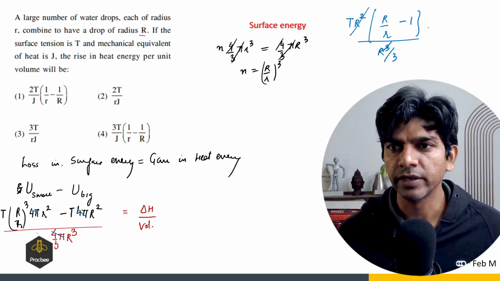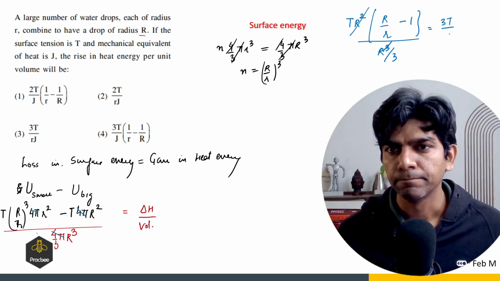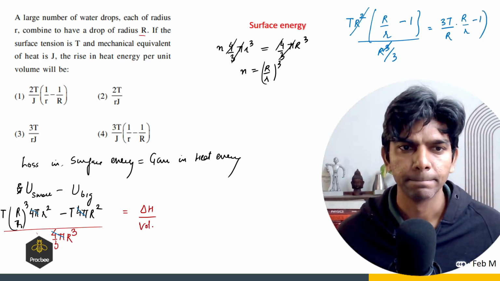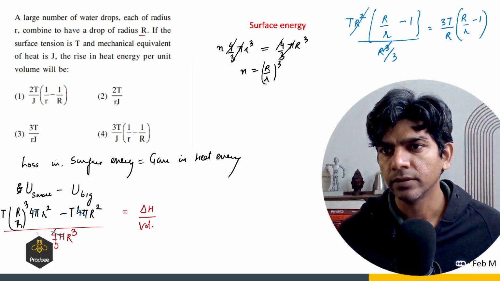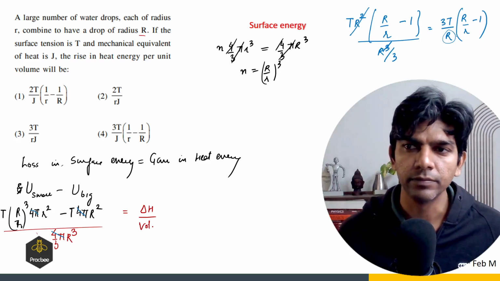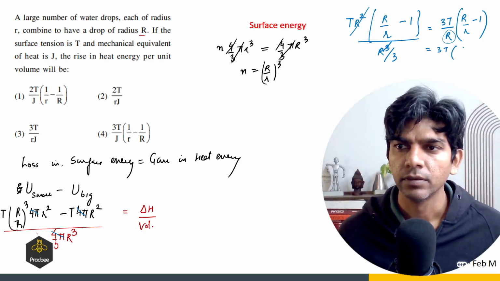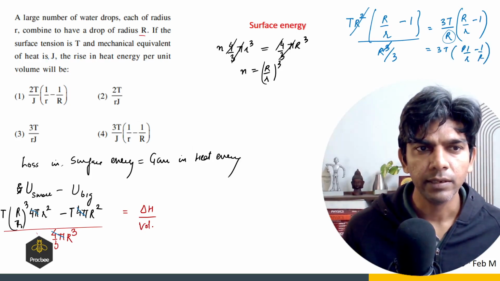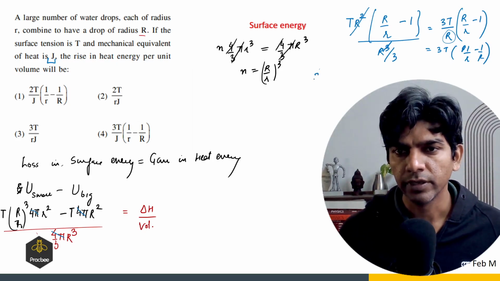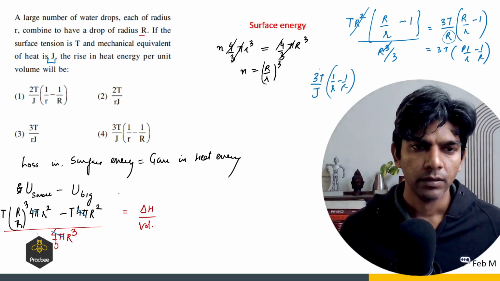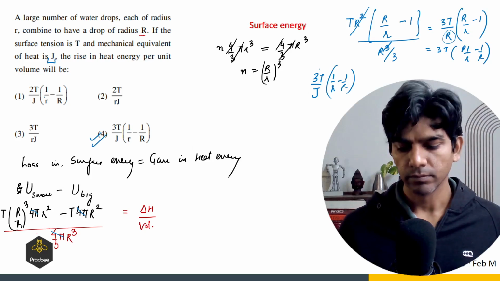So this will get cancelled out. So we're getting 3T by capital R, capital R by small r minus 1. Okay, so if I multiply the 1 by R inside, we'll get 3T times 1 by small r minus 1 by capital R. And we are given the mechanical equivalent of heat. So if you divide this with J, we'll get the heat energy per unit volume. So the answer will be 3T divided by J, 1 by small r minus 1 by capital R. So the answer will be option 4, right?